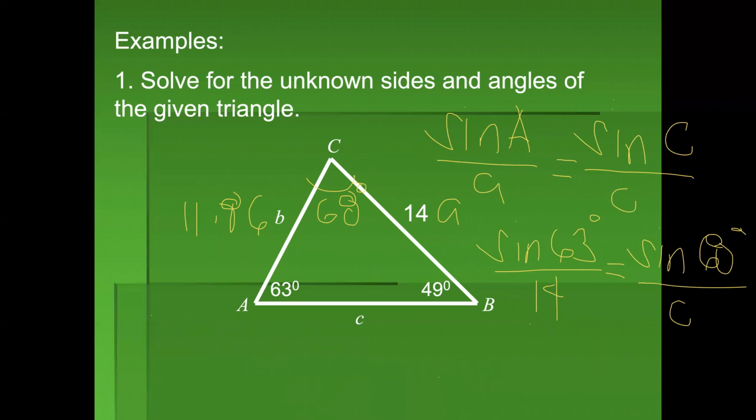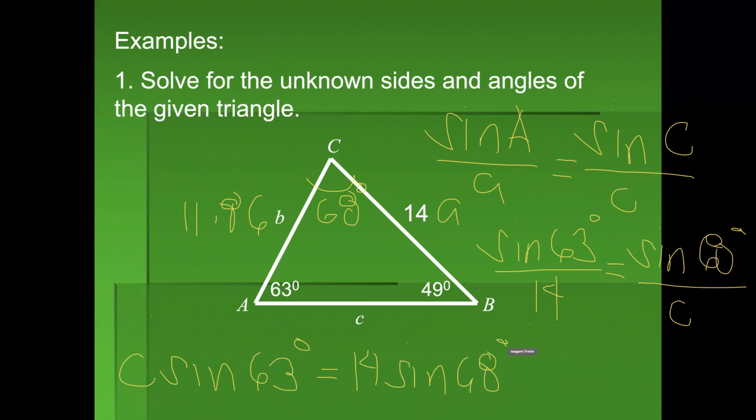When we cross multiply, this will become C sine 63 equals 14 sine 68. Again, we need to solve for C. We will divide both sides by sine 63, so that our solution now will be C equals 14 sine 68 all over sine 63.